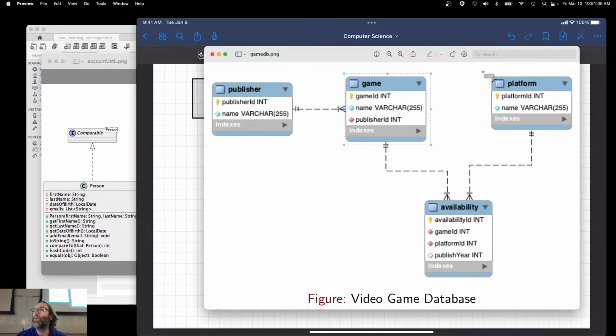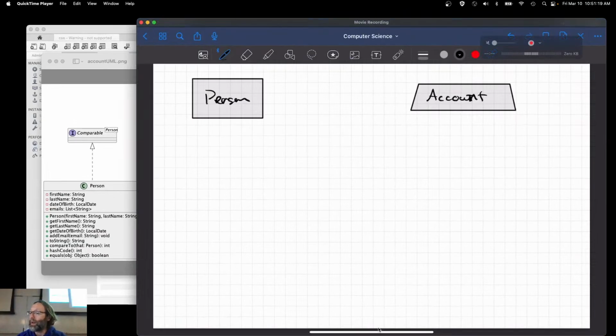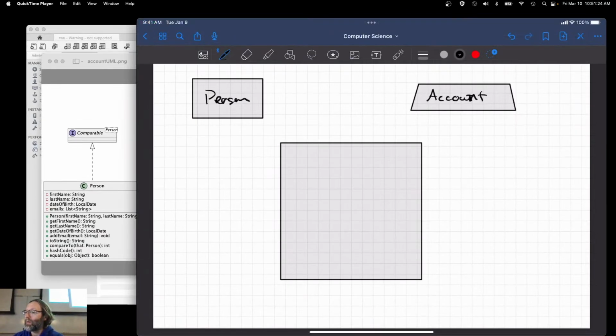One game can be on multiple platforms. One platform hopefully has multiple games. That is a many-to-many relationship. How did we end up doing that? With a table in between with two foreign keys. Let's do that here. Any options for the name of this table? What should we call it?